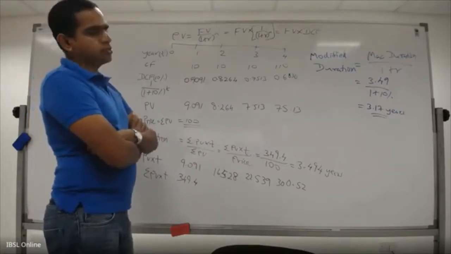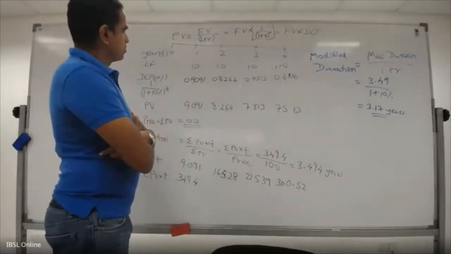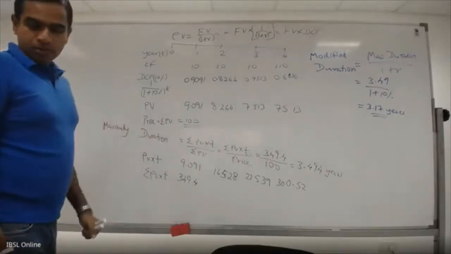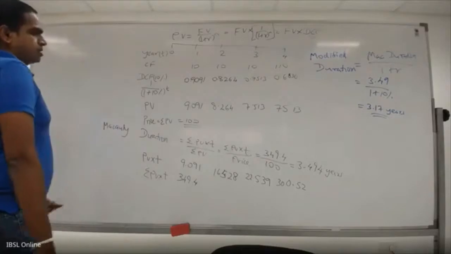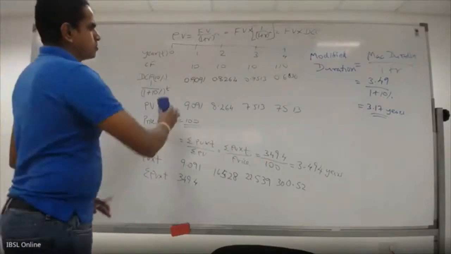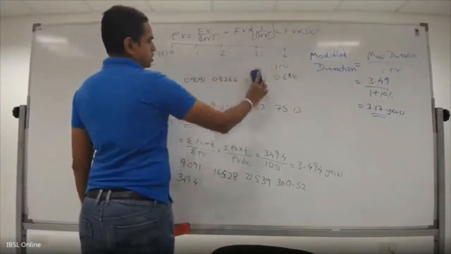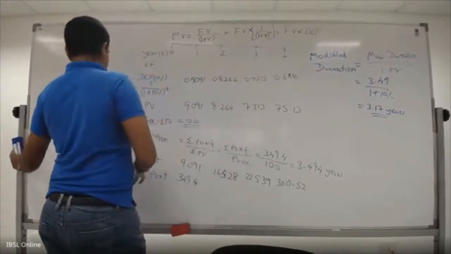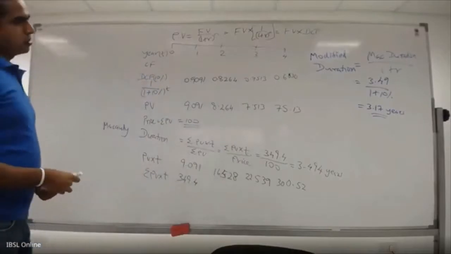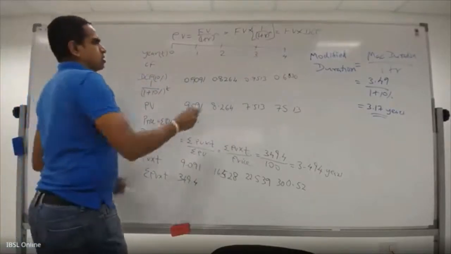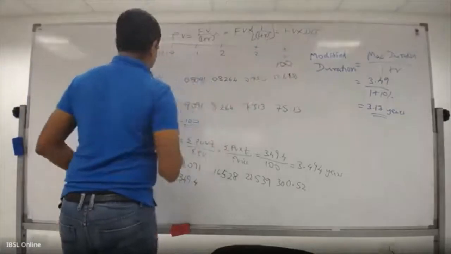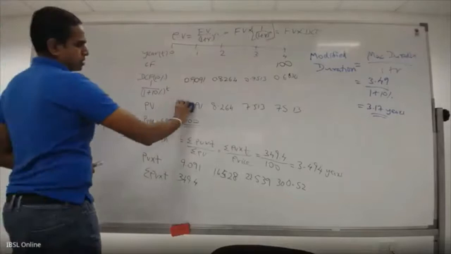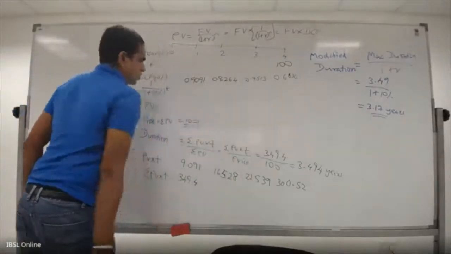Right. Let's do a small change. Let's say this is a zero coupon bond. So that means you don't get coupons in between. And this is the next example. Let's calculate modified duration. This is a zero coupon bond. So you get at maturity 100. Right, so let's calculate modified duration.